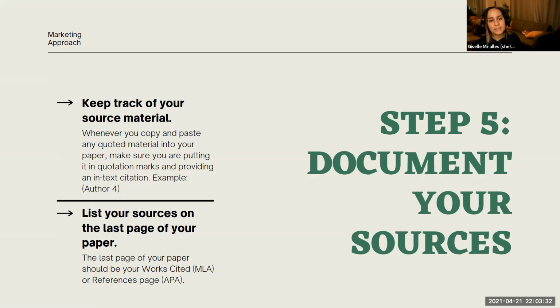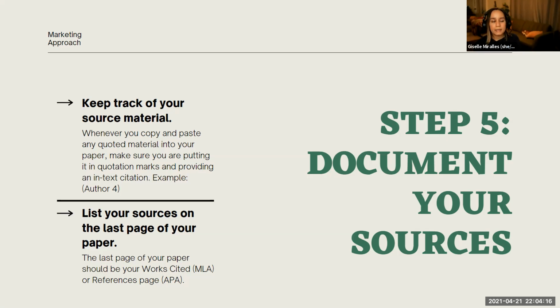So, step five, the final step is to document your sources. As one tip I have, keep track of your source material. Whenever you copy and paste any quoted material into your paper, make sure you are putting those quotation marks in and you're providing that in-text citation. The in-text citation includes a parenthetical citation, which goes at the end of your quote. That's really helpful for you so that you understand where you got the quote from along with the page number. So I put an example of a parenthetical citation here, but again, that goes at the end of the sentence. This is in regards to MLA format.